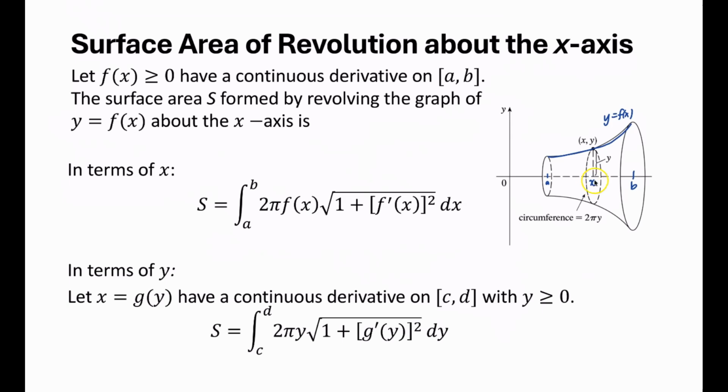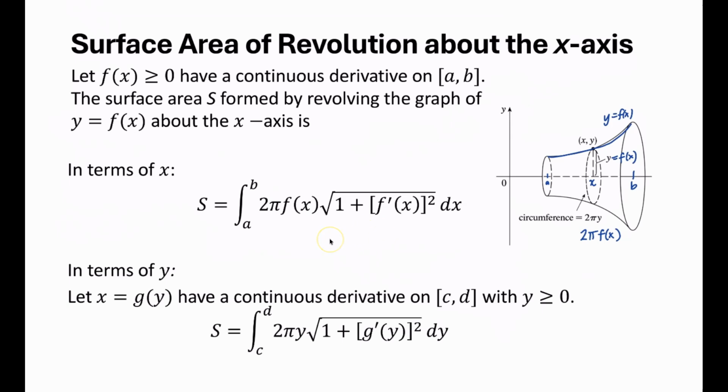Well, at this one x value, what is the radius of the circle? Well, at this x value, the output is the y value. The output is y, or y equals f of x. So the circumference is 2 pi y, or 2 pi f of x. So if we're trying to find the surface area of revolution when rotated about the x-axis in terms of the variable x, then we're going to have the 2 pi f of x and then times what basically looks like the arc length formula. All right, so this is in terms of x.